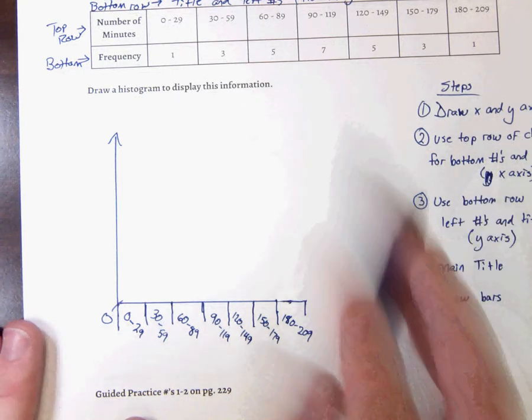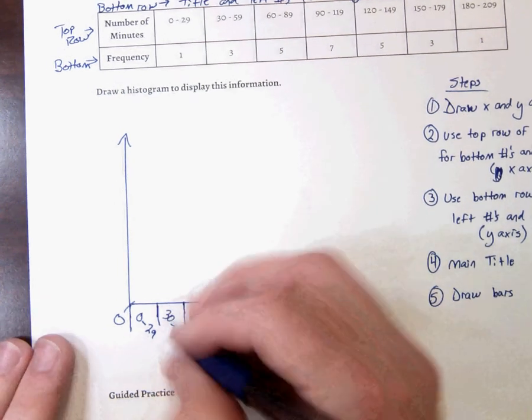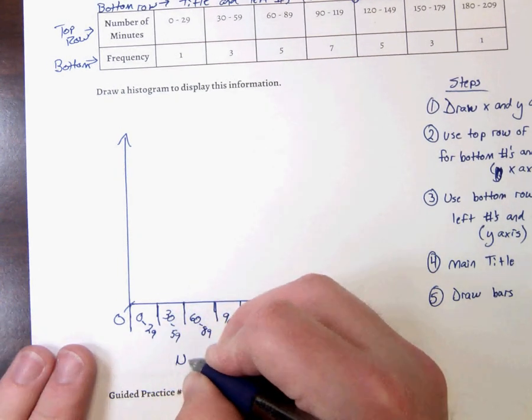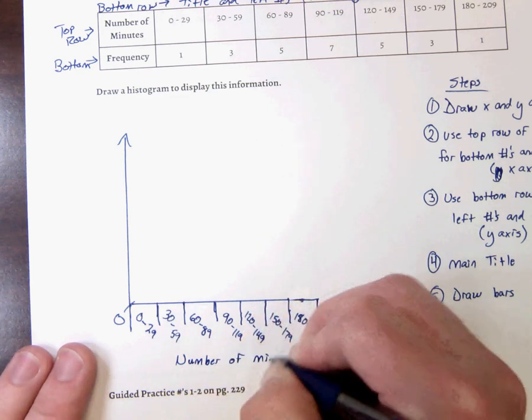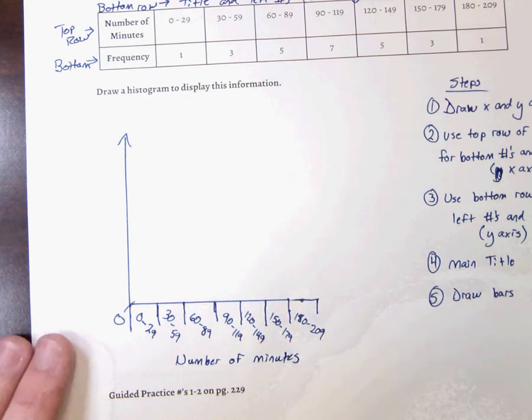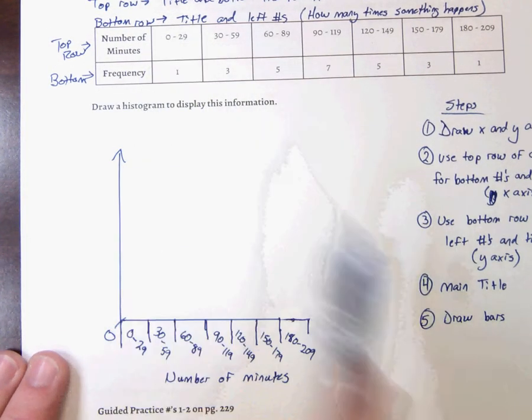Now, the y-axis will be similar, but just slightly different. So let's do step 3. We're going to use the bottom row for our left numbers and title for our y-axis. So let's go ahead and do the title first. This is frequency. We're going to use that title.